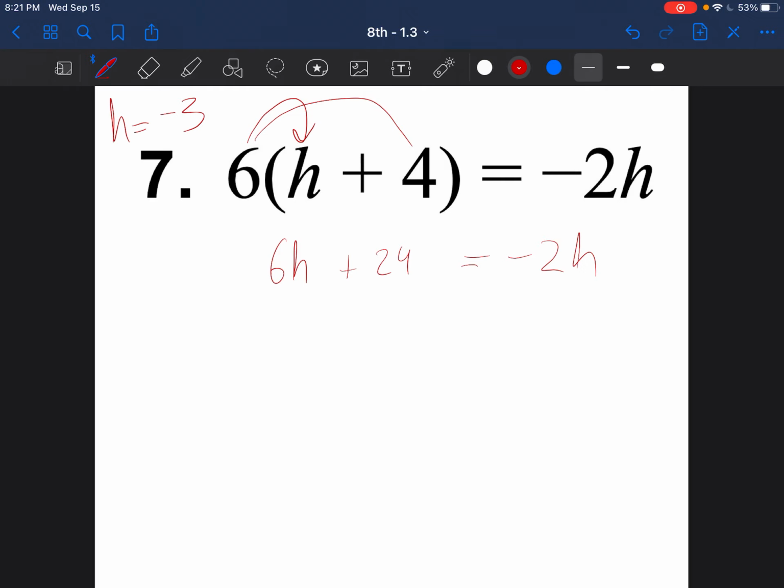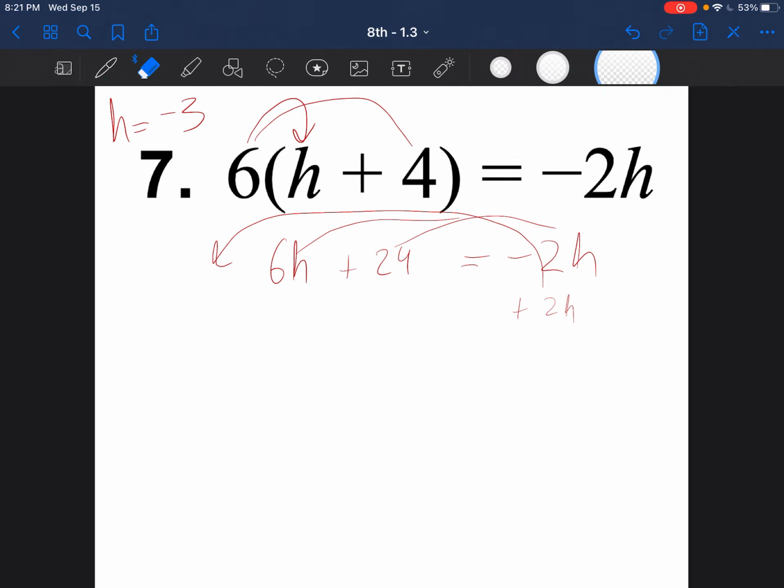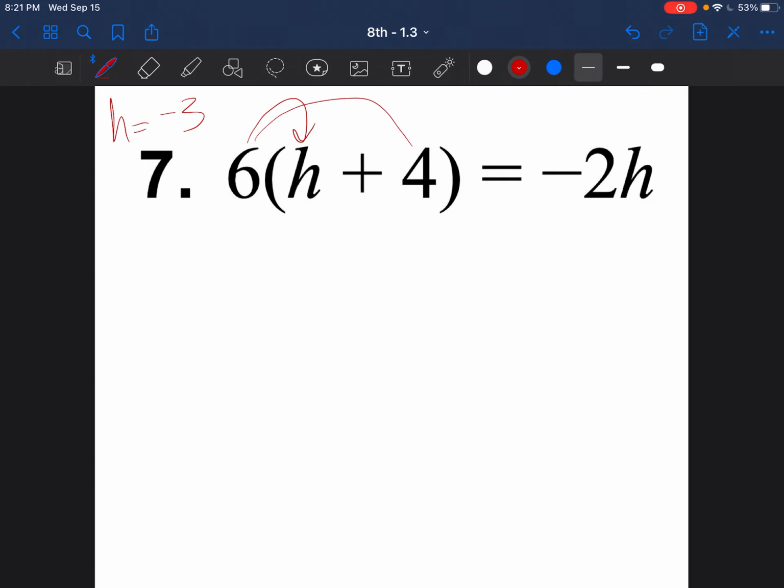Now, you know how I said you can't have a negative variable? There's a few things you can do. You can actually move a lot of stuff over. You can do plus 2h, right? You're going to do the opposite of everything. So you would move this over here, and then move this and this over here, and then restart the problem. But that's a lot of work, so we're not going to do that. We're just going to leave it like this. We're going to leave negative 2h on that side. It's going to make a lot more sense really quick.